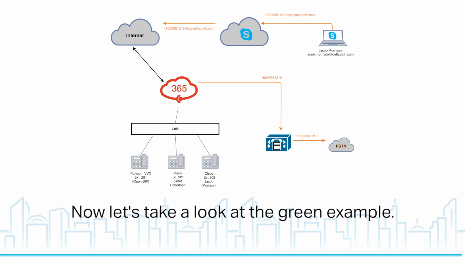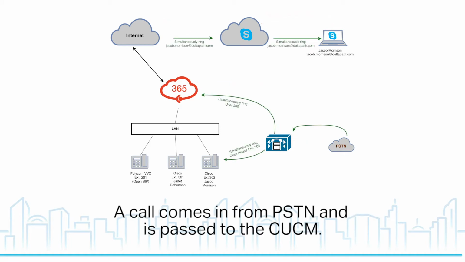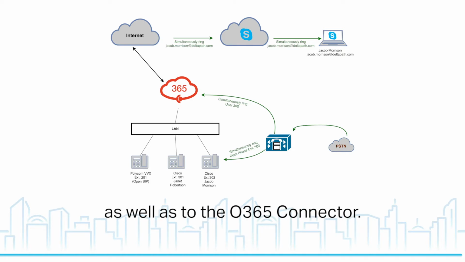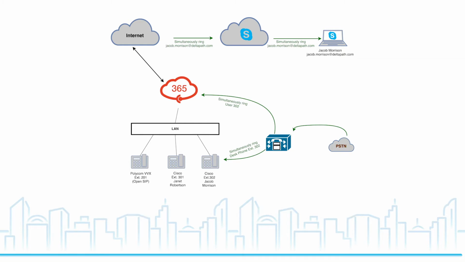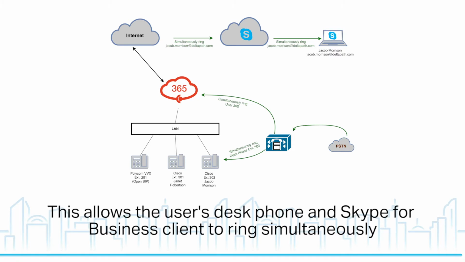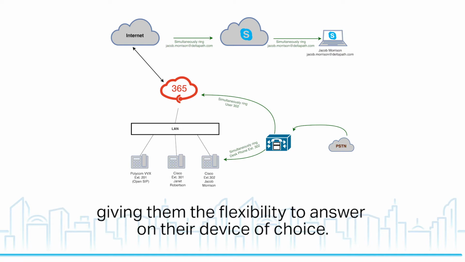Now let's take a look at the green example. A call comes in from PSTN and is passed to the CUCM. The CUCM passes the call to the extension mapped to the number as well as to the O365 connector. The O365 connector then routes the call to the mapped user's Skype for Business client. This allows the user's desk phone and Skype for Business client to ring simultaneously, giving them the flexibility to answer on their device of choice.